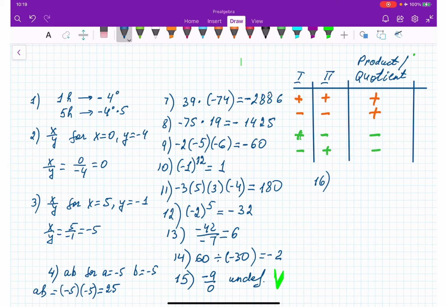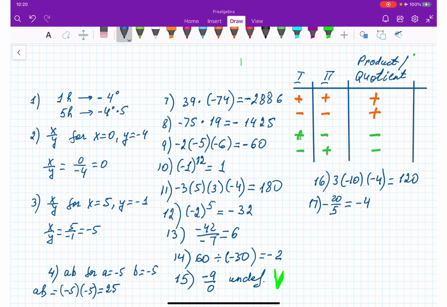Next, 16. What do we have? 3 times negative 10 and negative 4. Okay, we have two negatives. The result is going to be positive. Now 3 times 10 is 30, times 4 is 120. 17. Negative 20 over 5 is equal to negative 4. Positive, negative, it gives us negative.